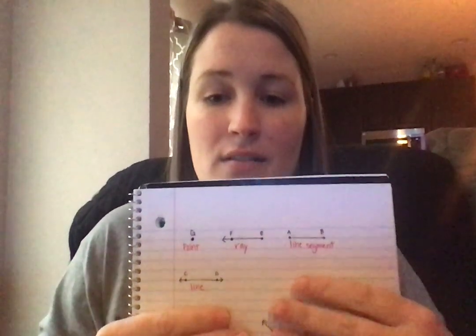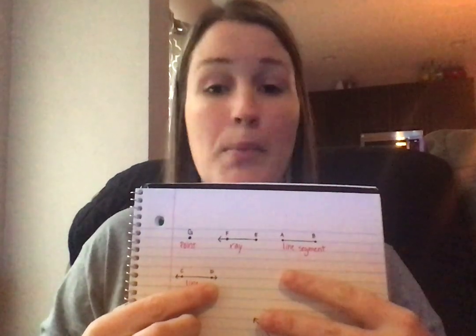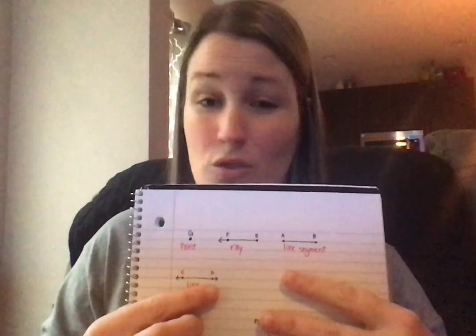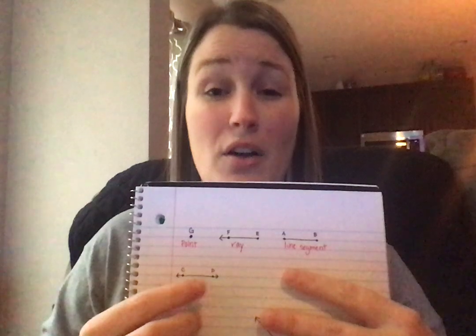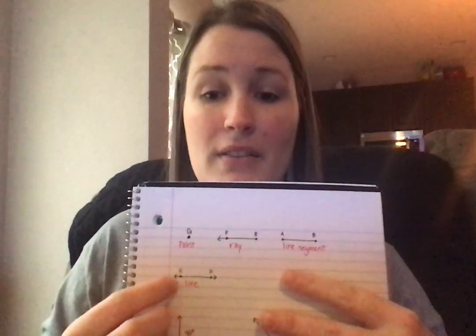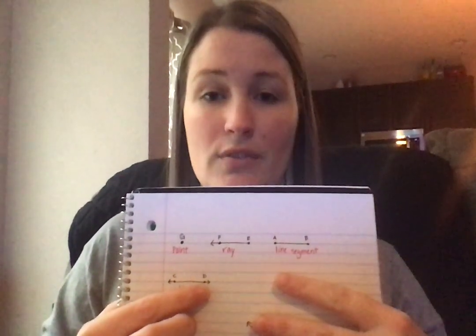And our last one is a line. Okay? So a line goes on forever both ways. It doesn't have a starting point. It doesn't have an ending point. And I know like on the paper it does, but if you look at the arrows, that tells you it goes on forever.